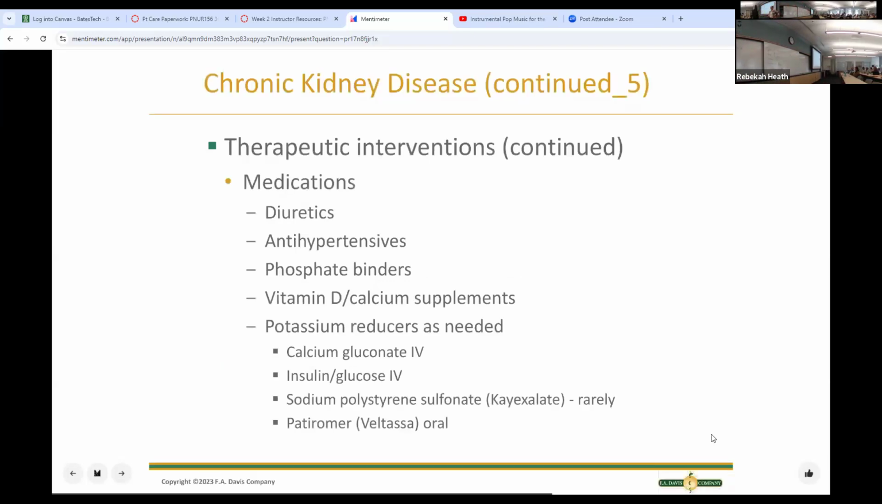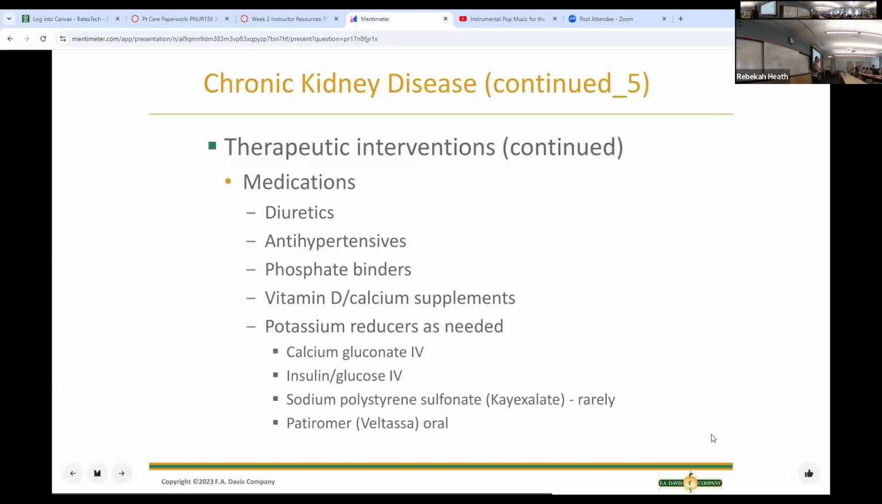Let's get back. So what kind of medications are we going to have them on? We're going to talk about that in our medication activity, but it's going to be a lot of treating and trying to do what the kidney normally does. So diuretics, right? Get rid of the fluid, lower your blood pressure. Phosphate binders, right? Trying to get rid of some of that phosphate so it's not building up in the system. We're going to give them vitamin D and calcium as well.